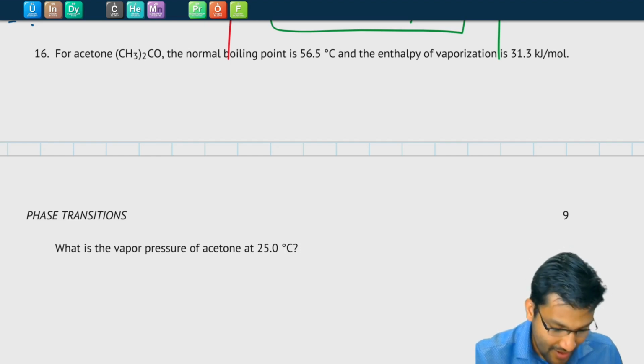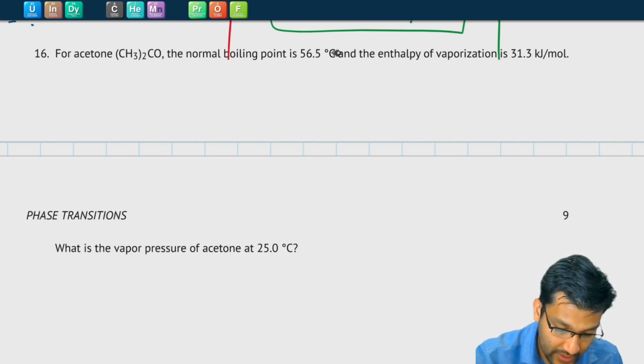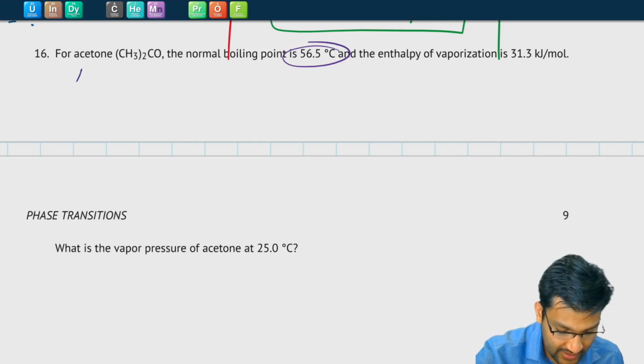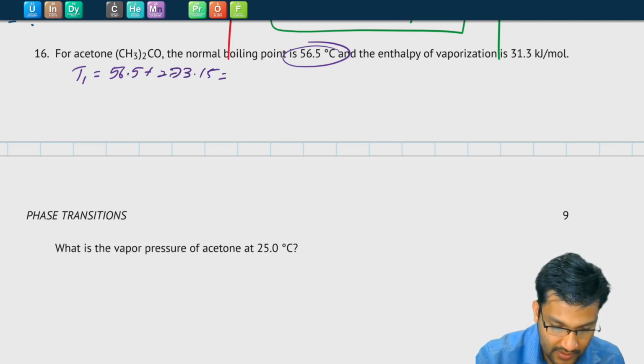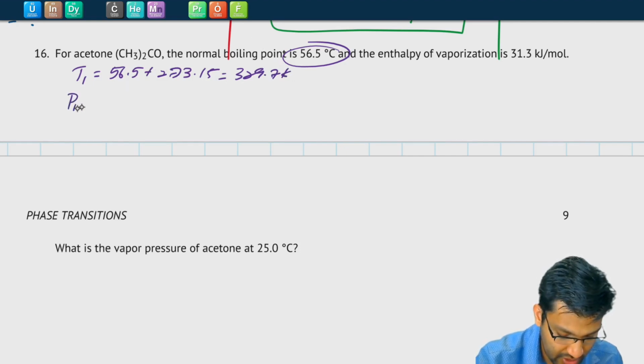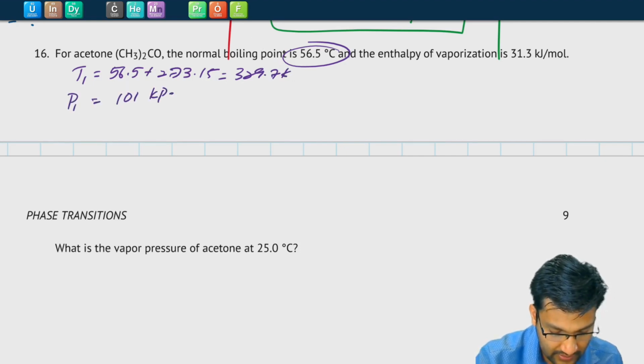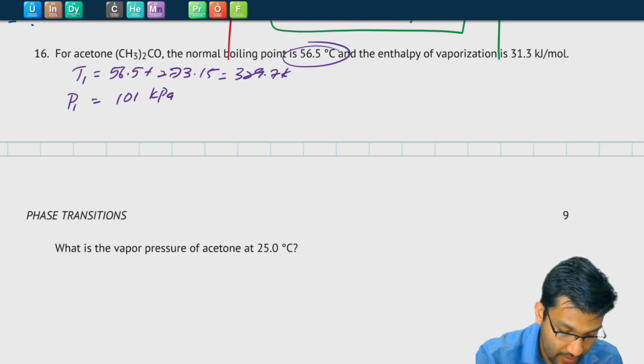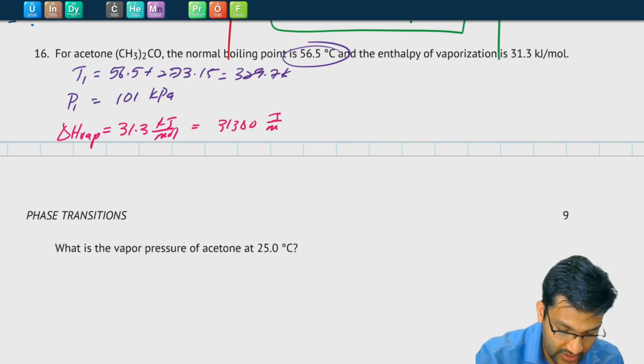We'll see. All right, for acetone, the normal boiling point is 56.5 degrees Celsius. So that's the first temperature, 56.5. But again, we want this in Kelvin. This comes out to be 329.7 Kelvin. Normal boiling point means that the pressure is atmospheric pressure, 101 kilopascals. Okay, what else do we have? The enthalpy of vaporization is 31.3 kilojoules per mole, or 31300 joules per mole, which is what we'll use in the equation.